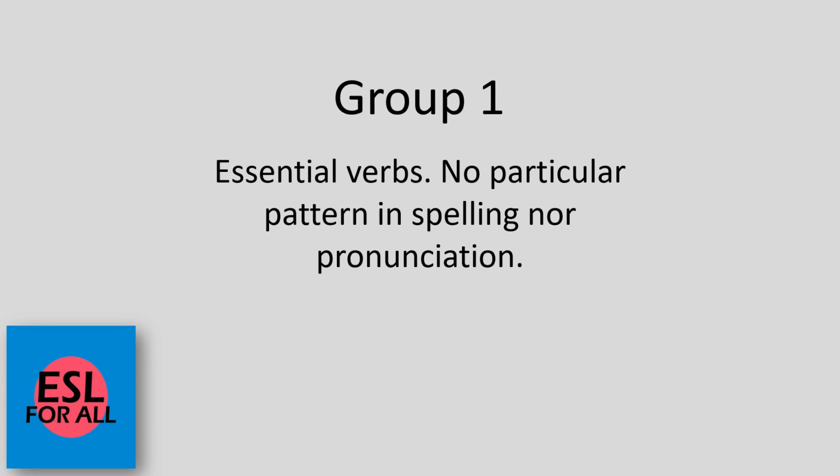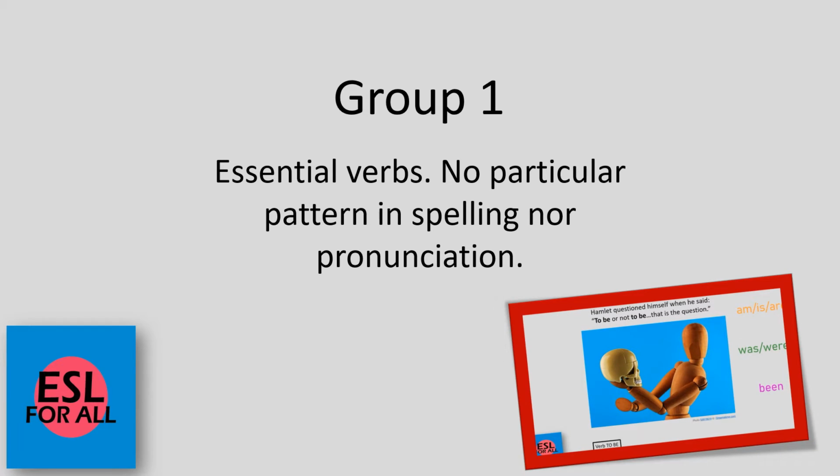The verbs are divided in 8 groups based on pronunciation, pattern, and spelling. Every time, we're going to mark with the group number, like here in this case, group 1. Then every group number will have the form that we're going to divide these groups. Essential verbs, no particular pattern in spelling nor pronunciation. Every time we're going to have an example.